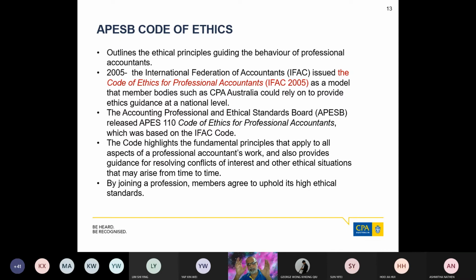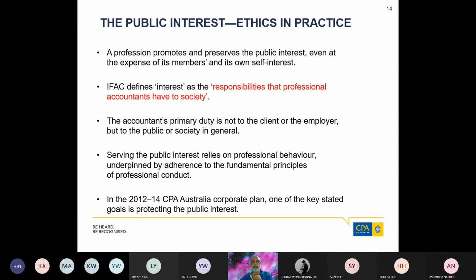Joining the accounting profession, in the case of Malaysia, there's only one regulator. I've said this countless times, MIA, Malaysian Institute of Accountants. So you agree to uphold its high ethical standards. Understood. Once you join MIA, it's understood. You agree to uphold its high ethical standards. So public interest, ethics in practice.